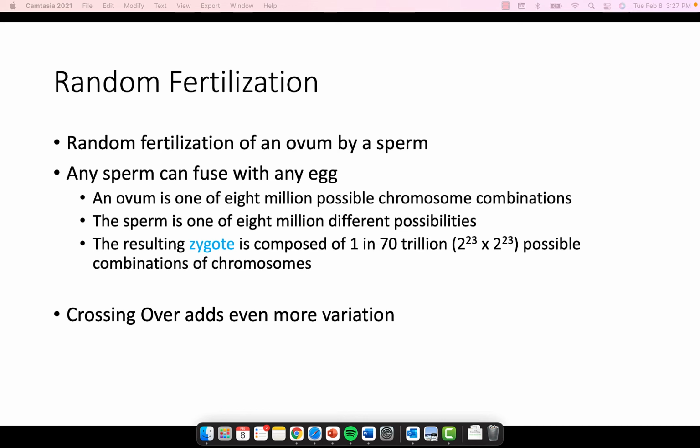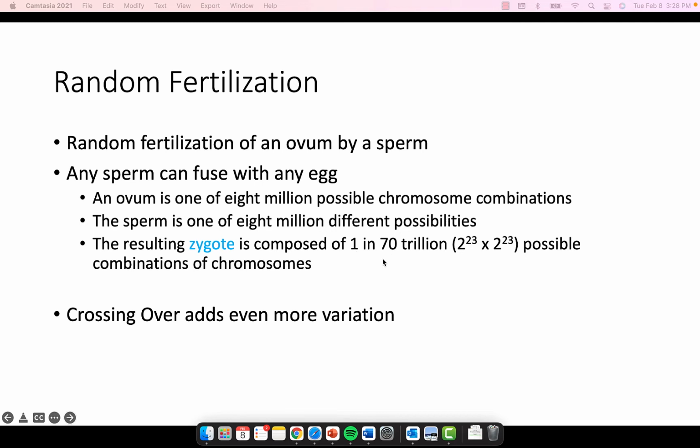So random fertilization of an ovum by a sperm is what can be leading to more variation. All right, so this is that third concept. Any sperm can fuse with any egg. Well, an ovum is one of 8 million possible chromosome combinations based off of our random alignment and our crossing over. Same thing with the sperm, 1 of 8 million. The resulting zygote is literally 1 of 8 million times 1 of 8 million, or 2 to the 23 times 2 to the 23 possible combinations. And so that's 1 in 70 trillion possible combinations that we can have.